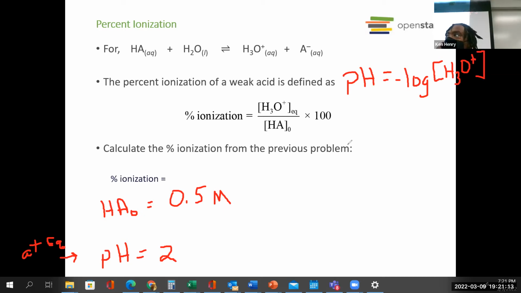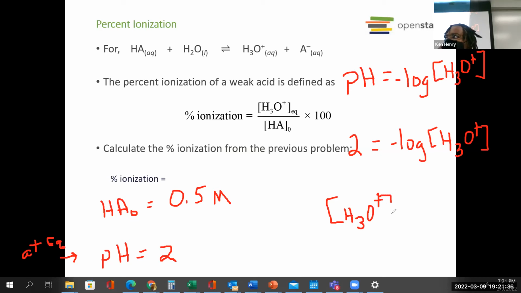Okay, so if pH is 2, equals negative log the concentration, then the concentration is going to equal what? Okay, so what would be the percent ionization? How do I calculate that now?